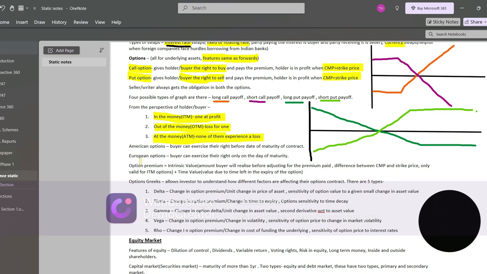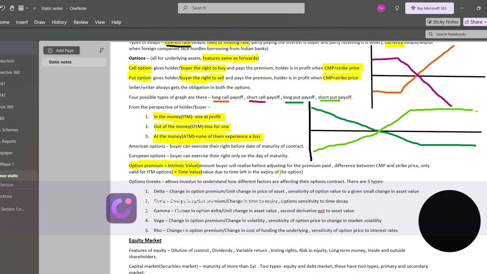This is how the option premium is calculated. It is the sum of the intrinsic value and the time value of the option. What is time value? Time value is calculated based on how much time is left until the expiry of the option and how much value it will give with the time.